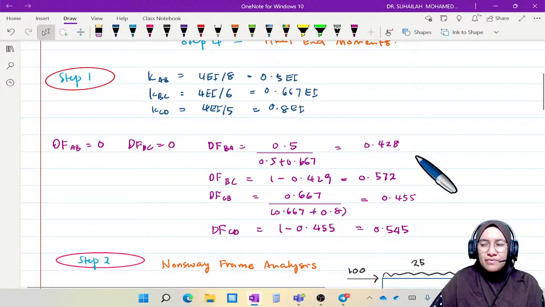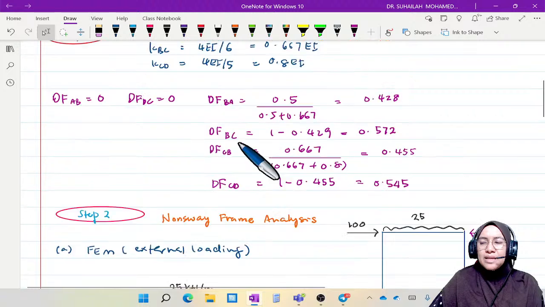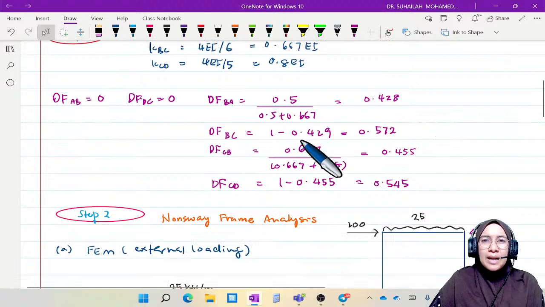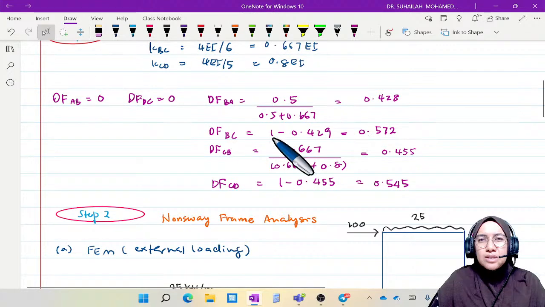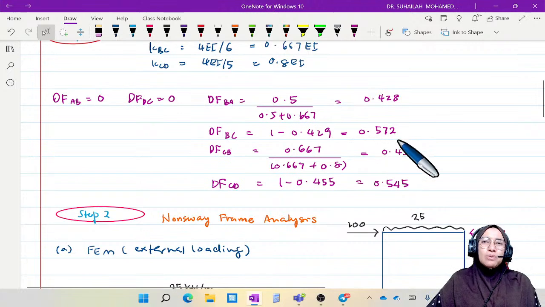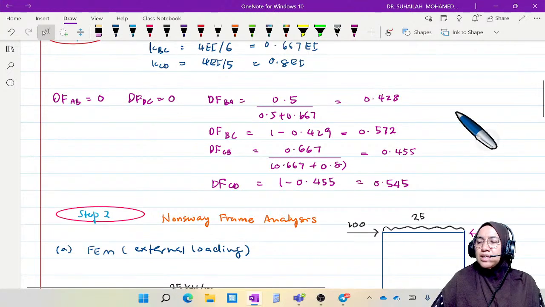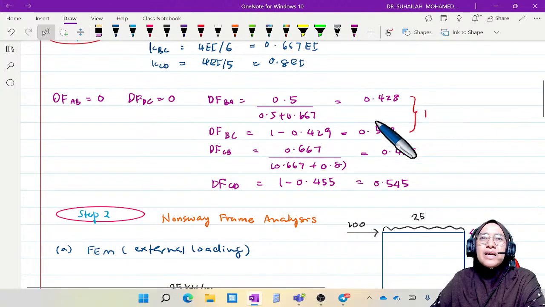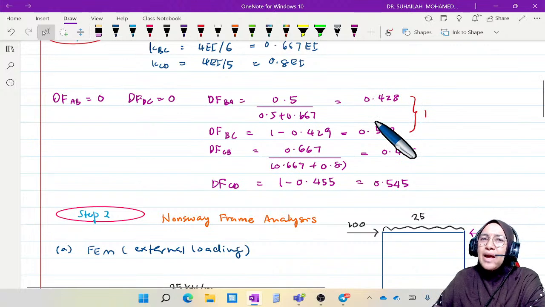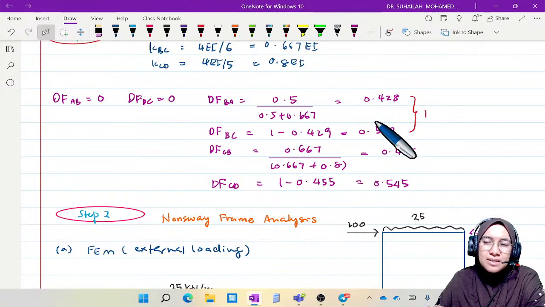Once we have determined the value for DFBA, we can calculate DFBC directly using 1 minus 0.429, so we get this. Actually, if we want to calculate, it is 0.667 divided by total 0.5 plus 0.667. We also get 0.572, because the total must equal 1. The total distribution at B, DF at B and DF at C, must be 1. It is 0 only at a fixed end.